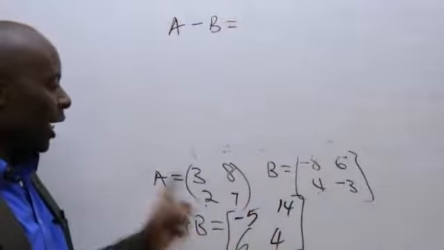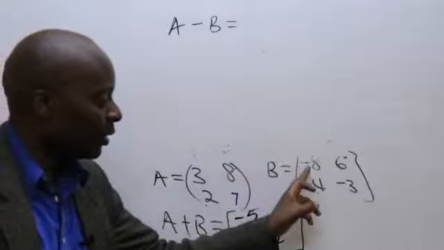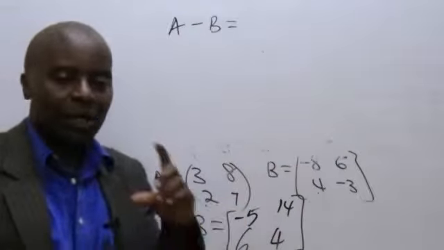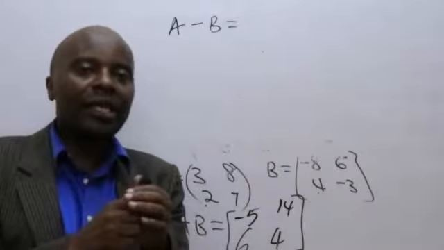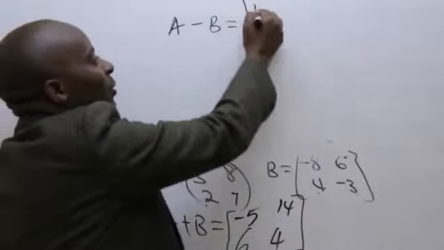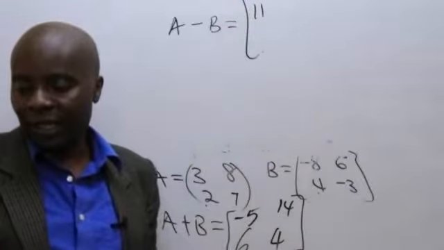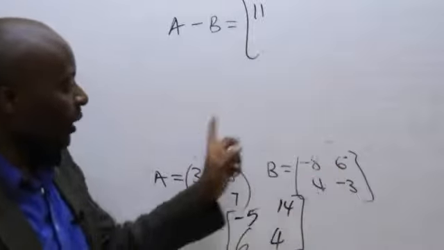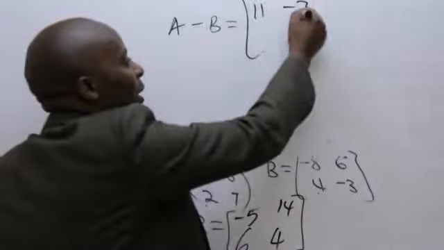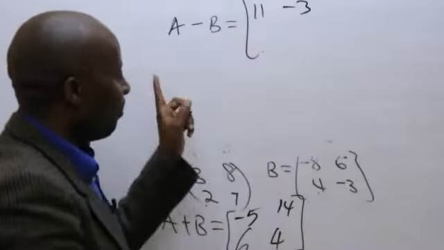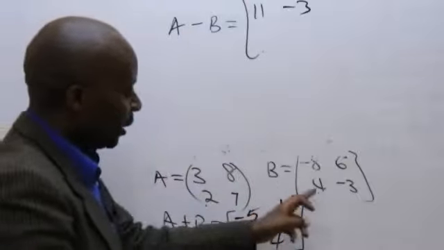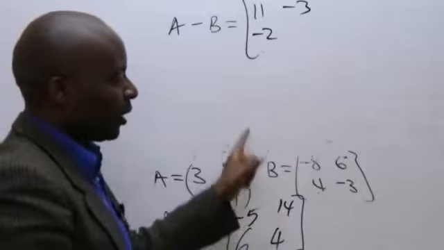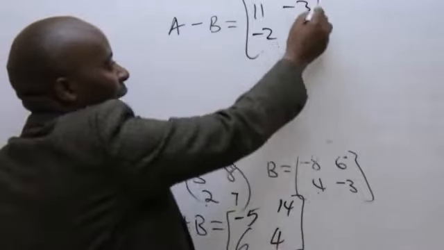So corresponding elements, like now 3 minus, there's this minus. So we have 3 minus -8, that will give us what figure? That will give us 11. From there, ladies and gentlemen, we have here 3 minus 6, that will give us -3. And then we have here 2 minus 4, that will give us -2. And then we have 7 minus -3, that will give us 10.